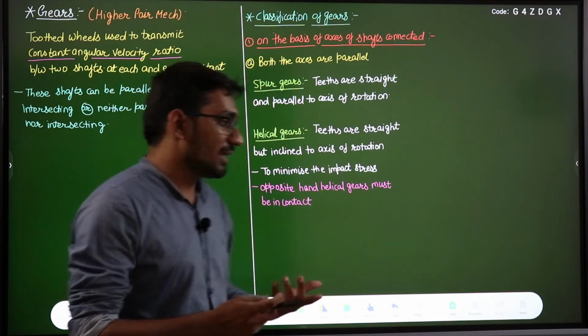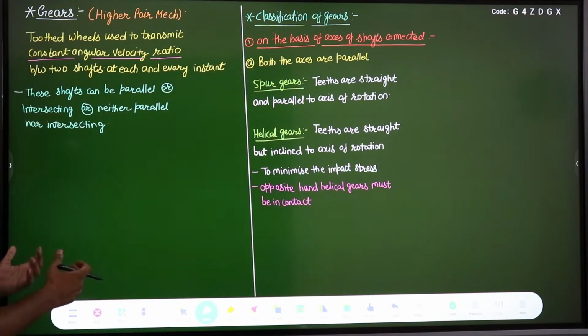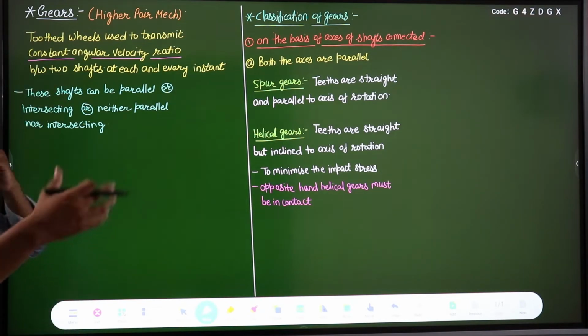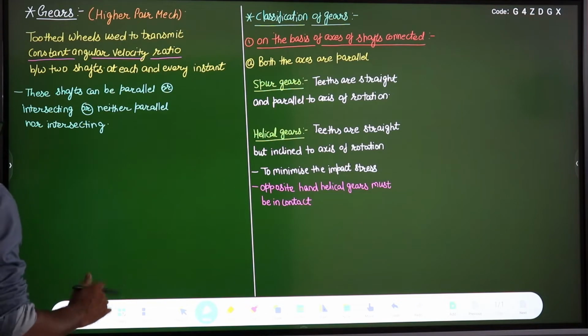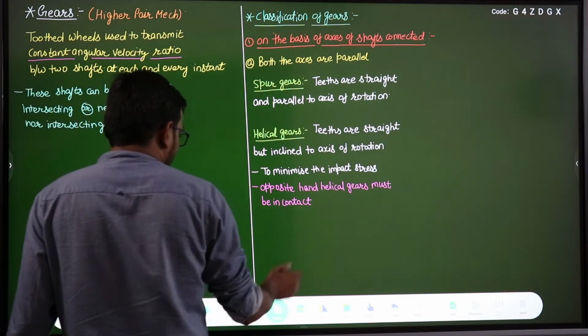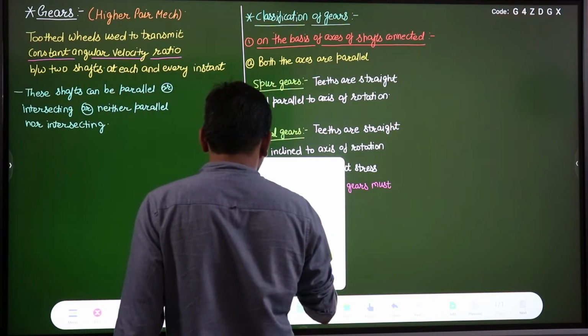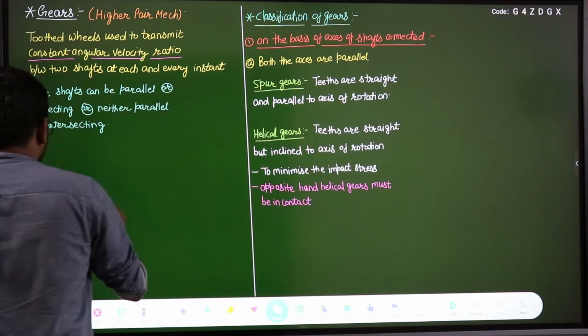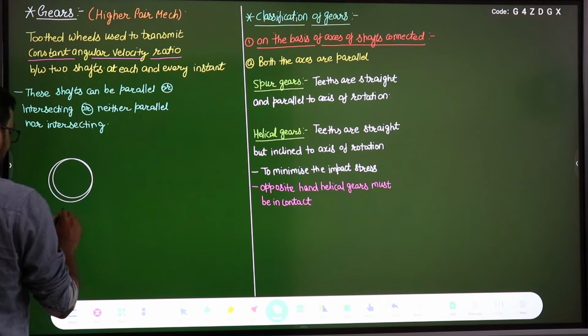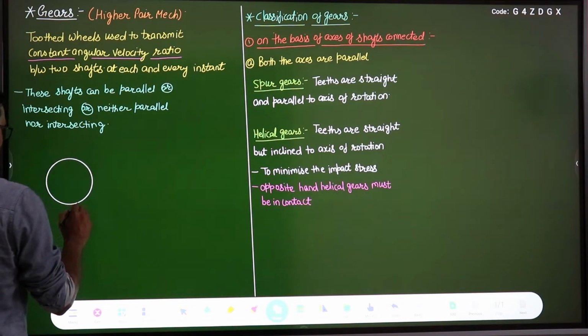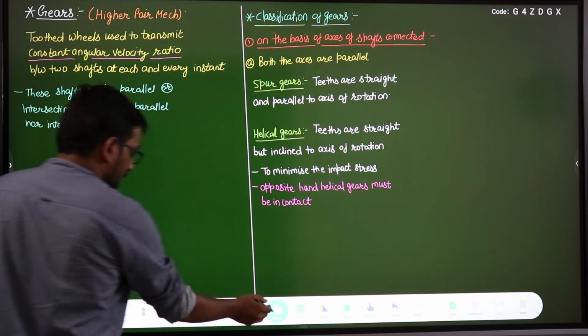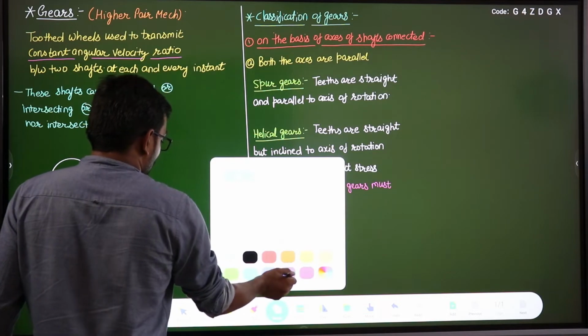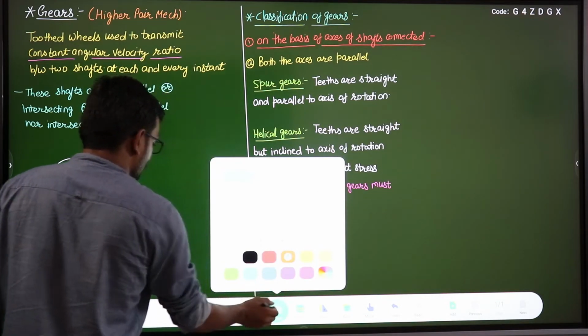So the shafts can be of any configuration, but gears can be used to transmit the power between these shafts. Now suppose, let us say, this is your disc 1, and suppose this is your disc 2.